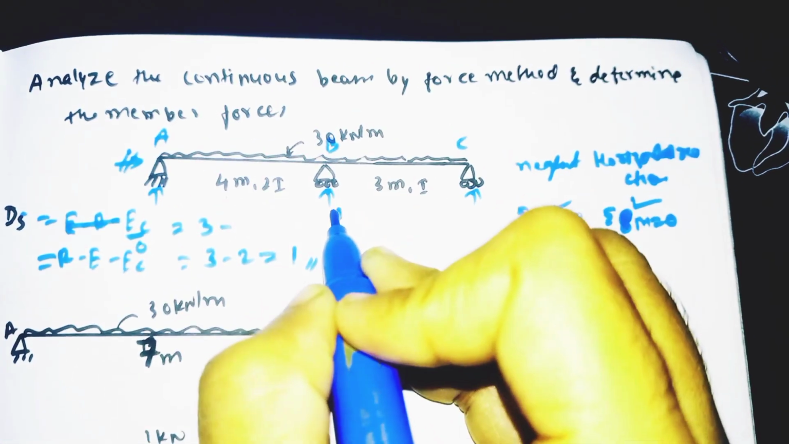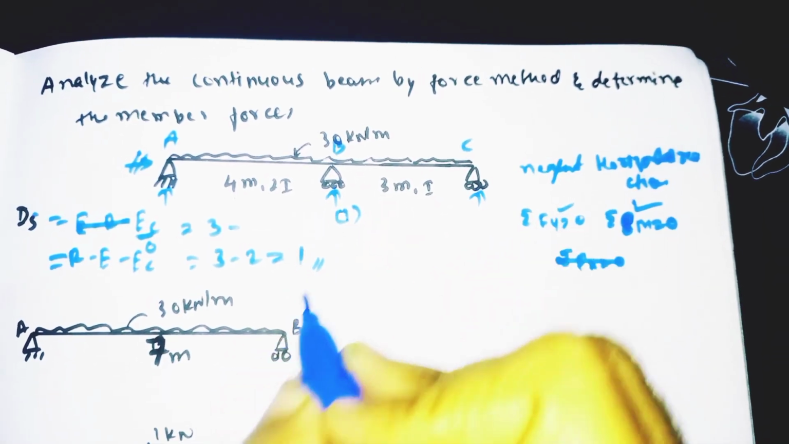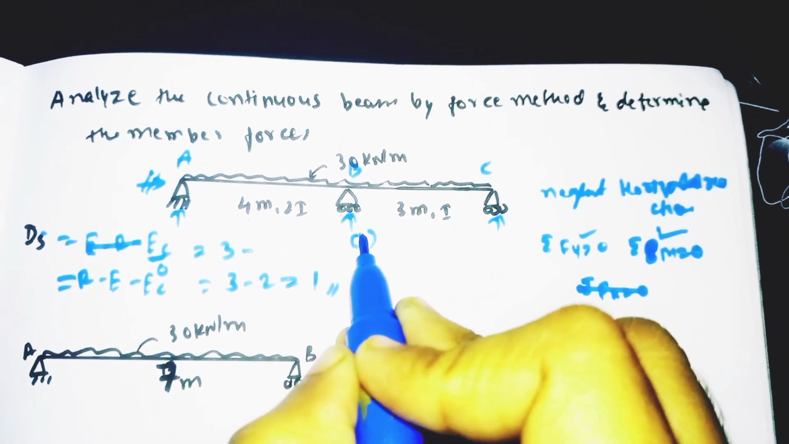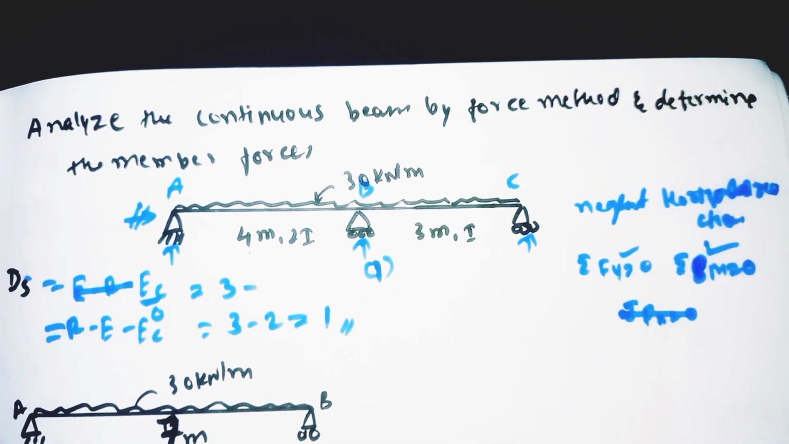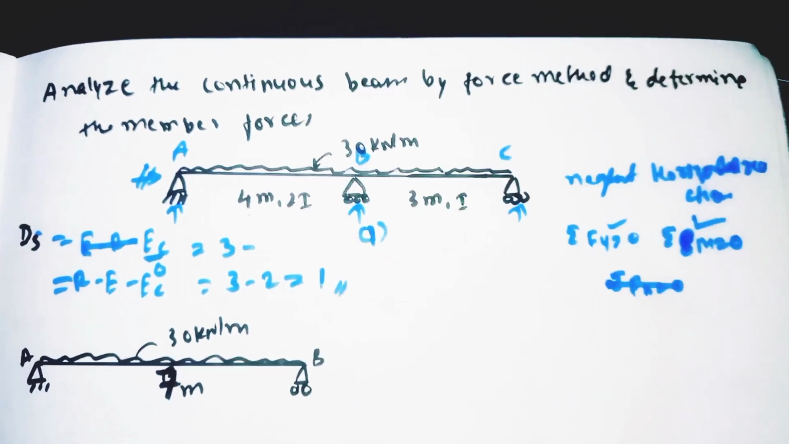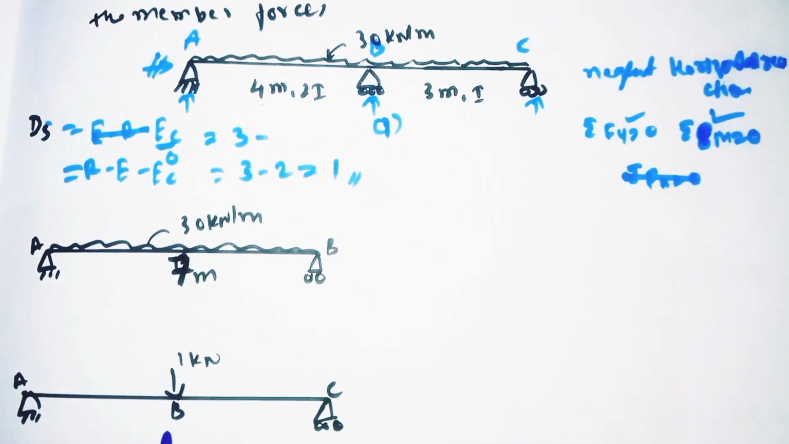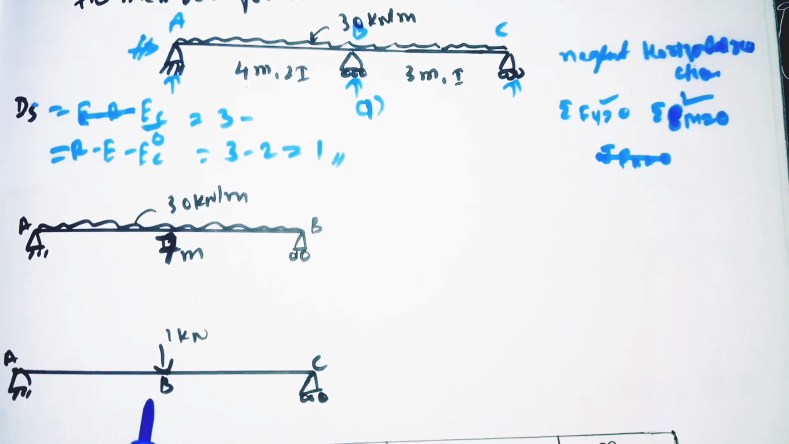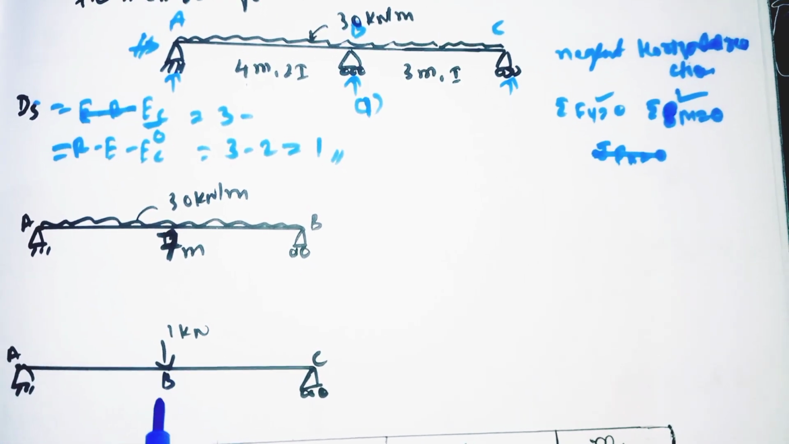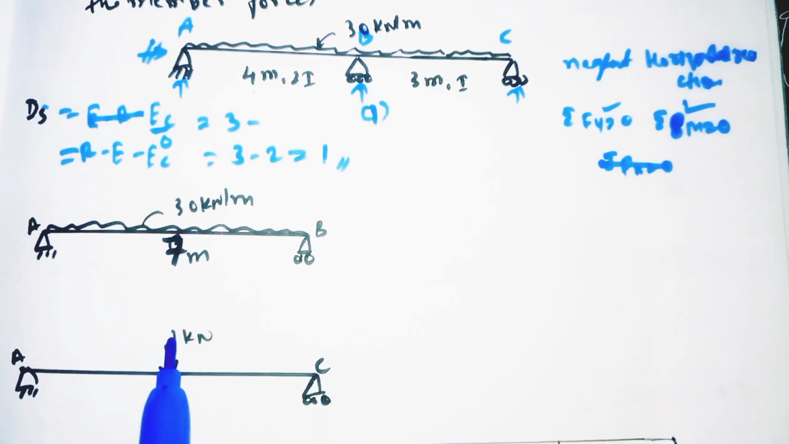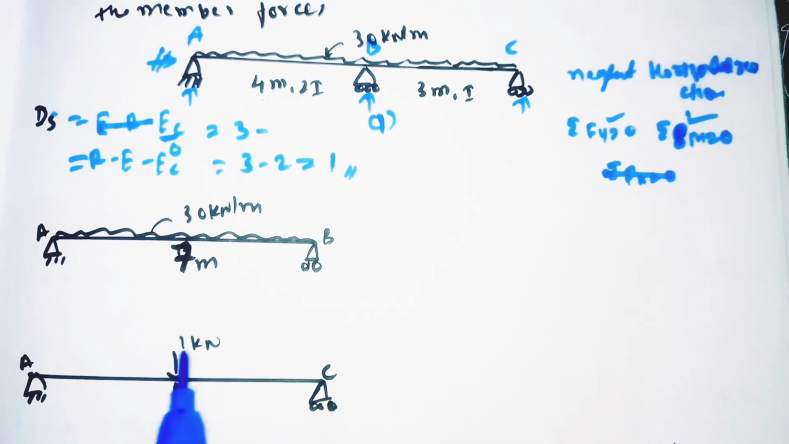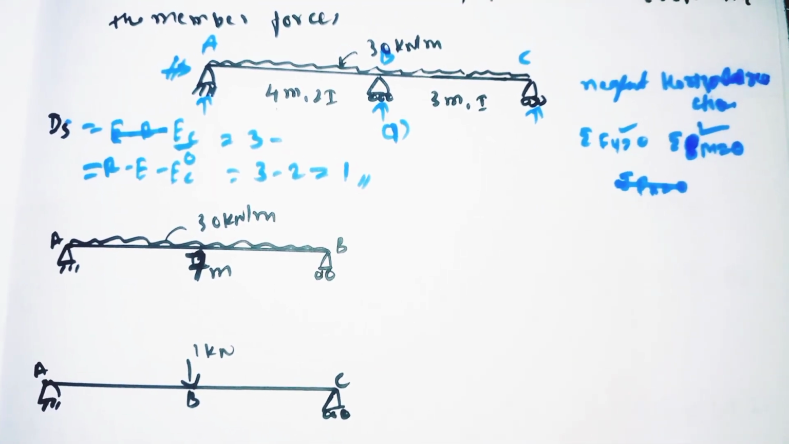So I am giving it the coordinate number 1. So coordinate number 1. We need to release it. So I will show you. See here, I have released the roller support at B, so redundant number 1 is acting, so I gave it the coordinate number 1. While calculating I will show you.